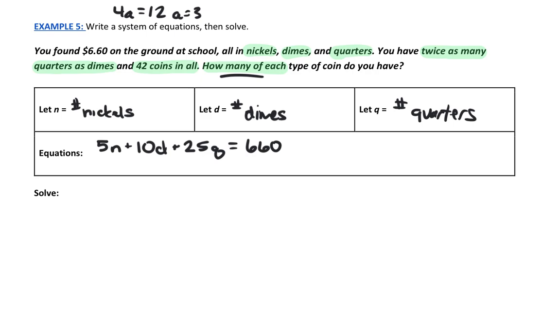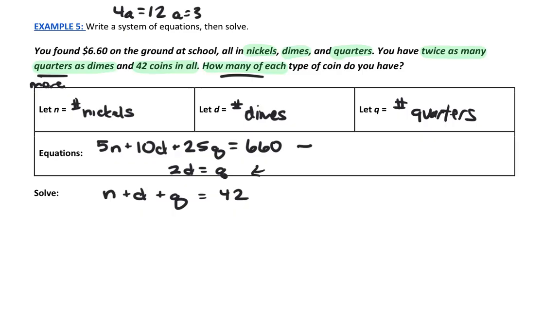You have twice as many quarters as dimes. Do you have more quarters or dimes? You have more quarters. So to make the equation equal, we have to multiply D by 2 because there's more quarters. That's a Q. Sorry about that. And then we have 42 coins in all. So we have the number of nickels plus the number of dimes plus the number of quarters. Well, that equals 42. All right. Right here, this is actually kind of interesting. We haven't done this before. This is already solved for substitution. So Q is equal to 2D.